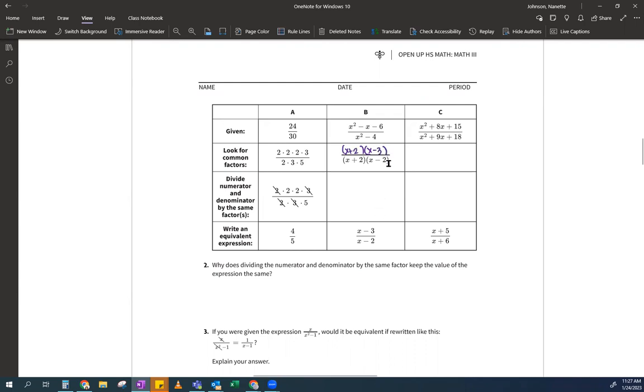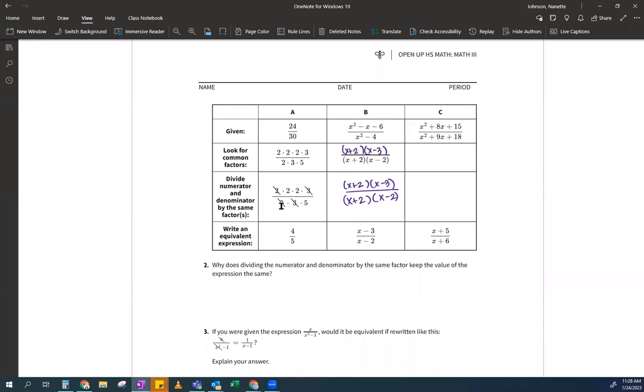So the next thing I'm going to do is copy all of this here. So I'm just copying x plus 2, x minus 3, x plus 2, x minus 2. And it says, divide the numerator and denominator by the same factors. What they're saying is here in number land, 2 divided by 2. What's 2 divided by 2? Yeah, it's 1, right? 2 divided by 2 is 1.